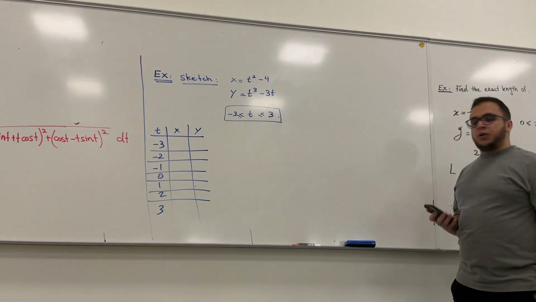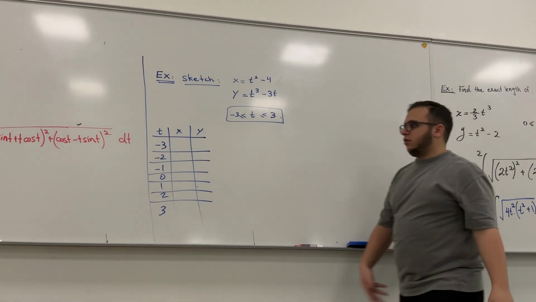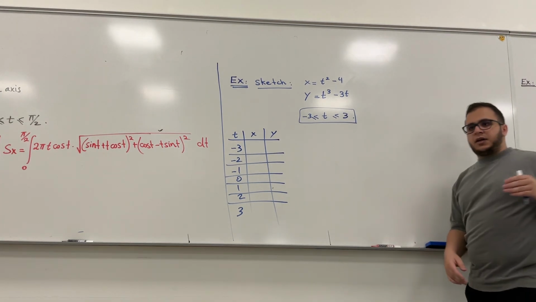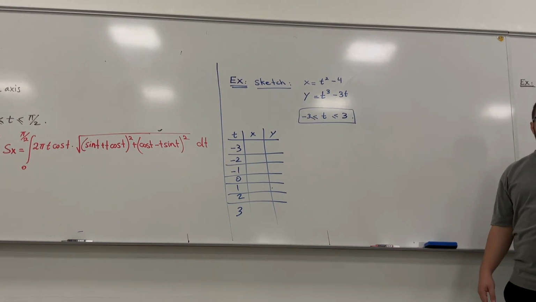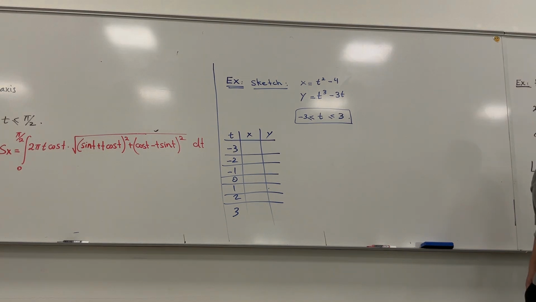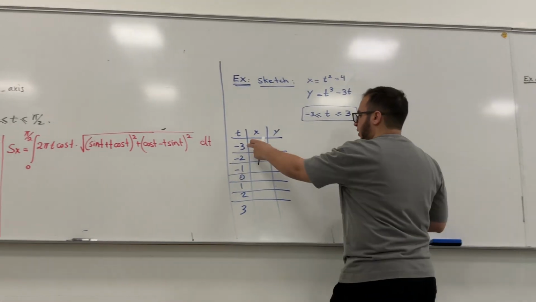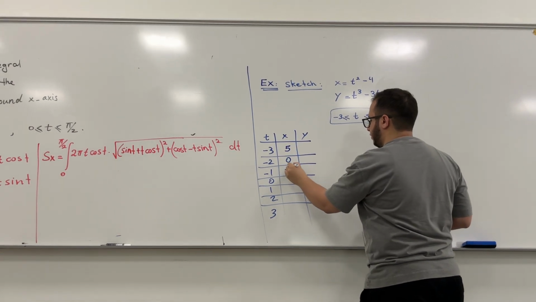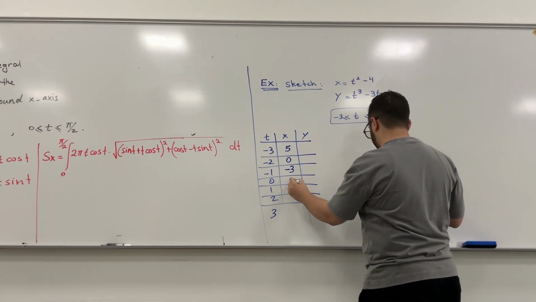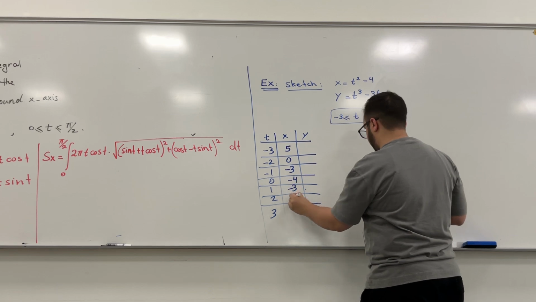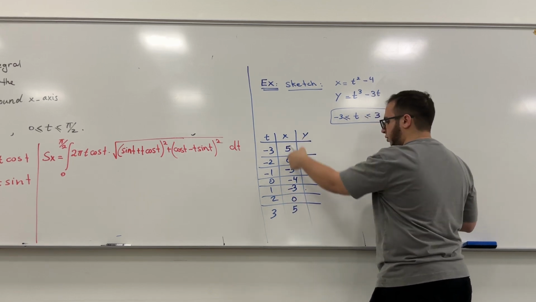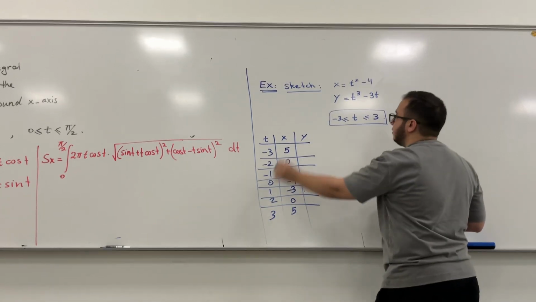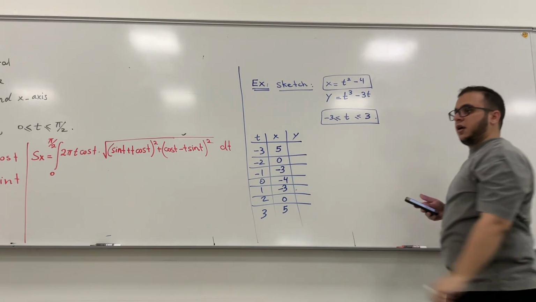You can plug more if you want, like -2.5, -1.5, and so on. It's up to you. Just plug a sufficient number of points to help you draw. So, I plug the t values into x. What do I get? I get 5, 0, -3, -4, -3, 0, and 5. How did I get them? I plugged these t values in here. Try it out.